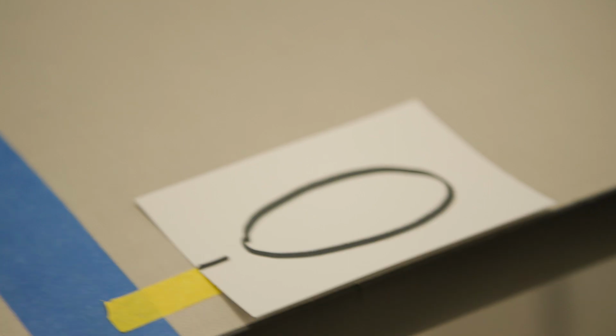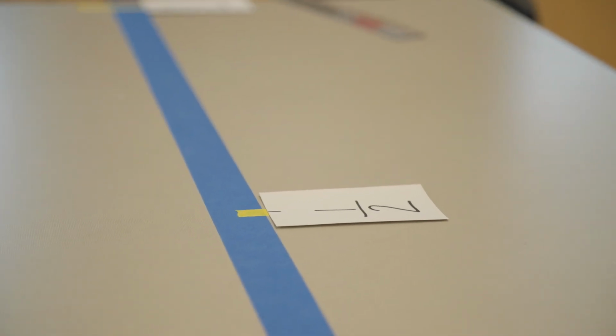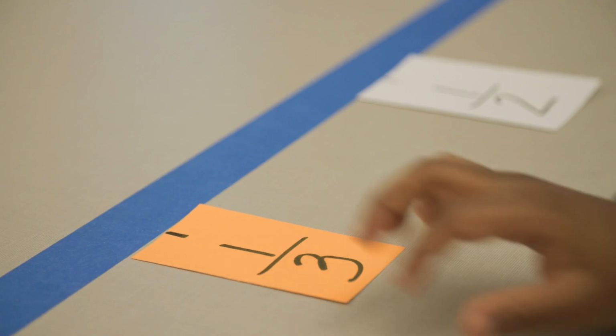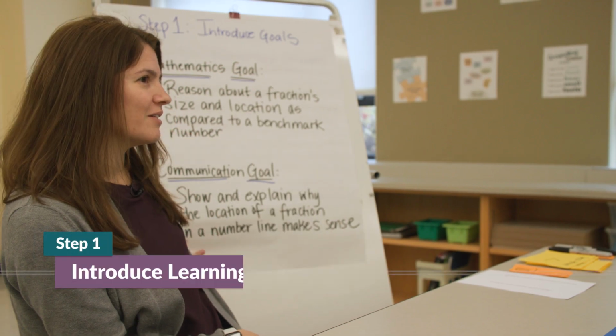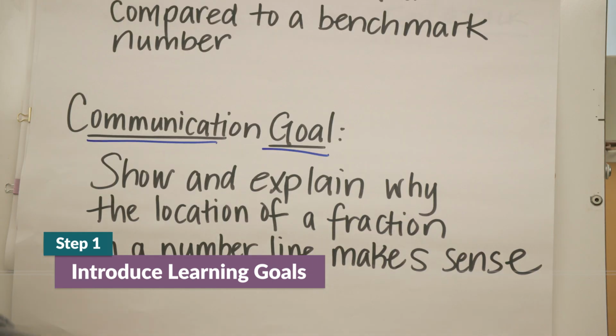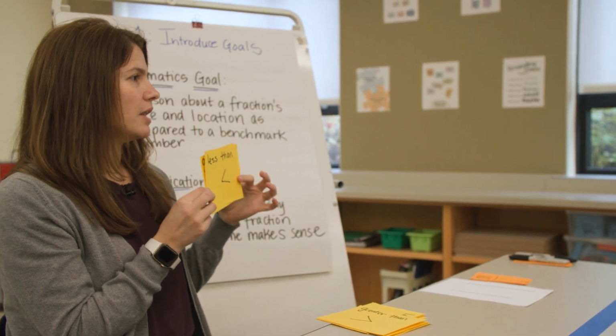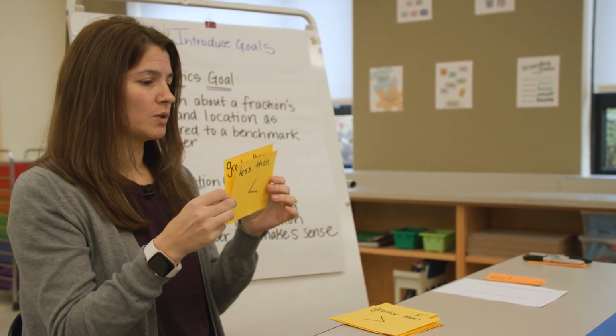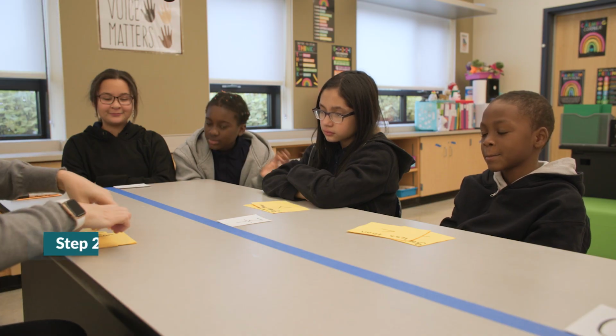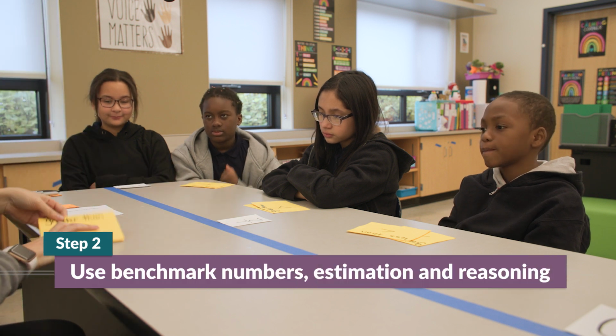So in this routine, we were placing unit fractions on a number line, and we were estimating where they would go based on the benchmark numbers of 0, a half, and a whole. So we started by looking at what our mathematical goal was and what our communication goal was for the lesson. And then students were given 2 cards, one that said greater than and one that said less than.